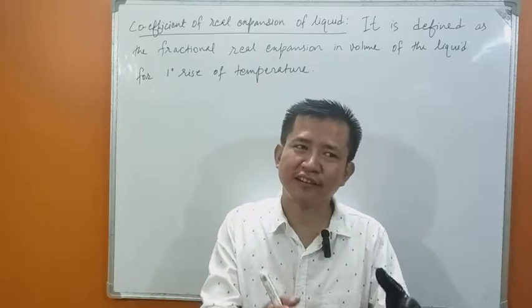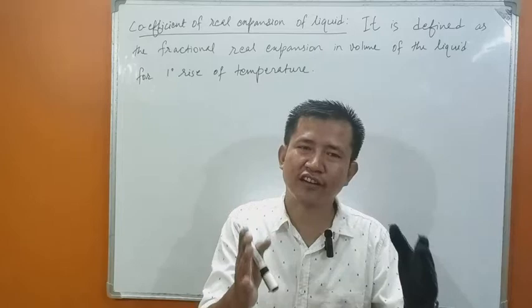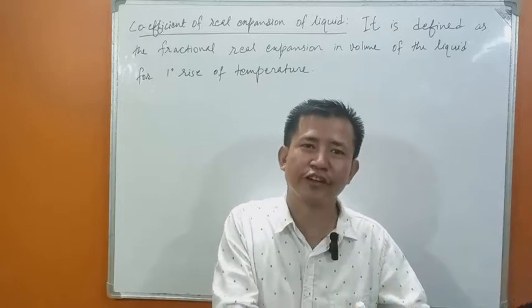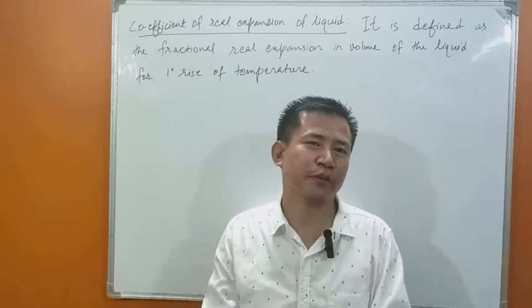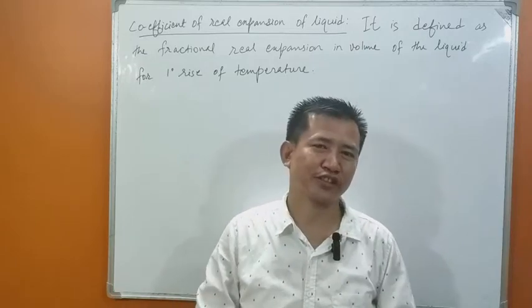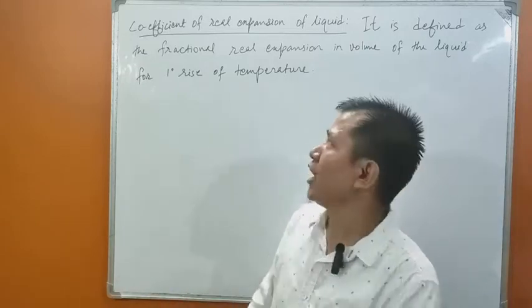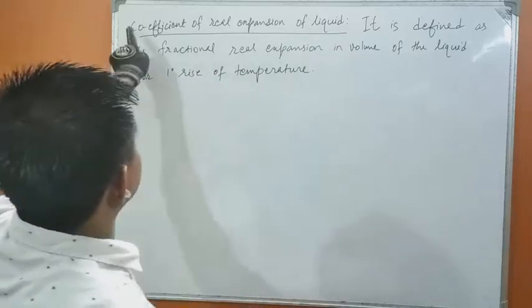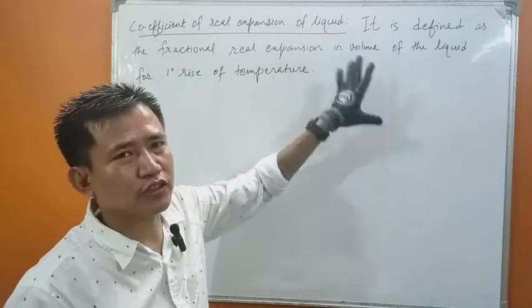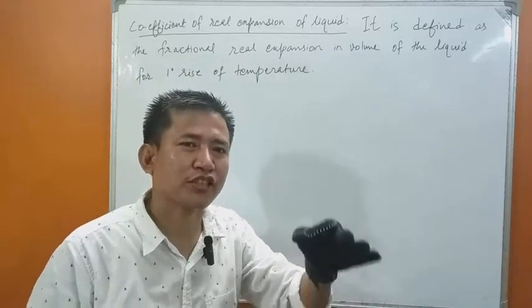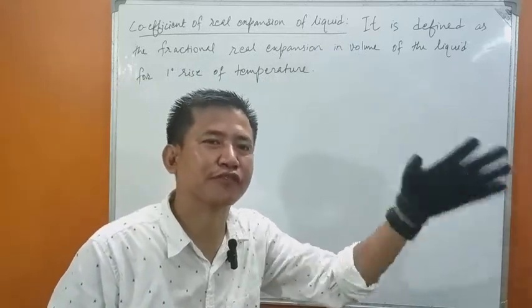But if we correct the apparent expansion of liquid with the expansion of the vessel, then that type of expansion is called real expansion of liquid. Now let us move to the topic, coefficient of real expansion of liquid. In this type of expansion, we consider the expansion of liquid and the expansion of the vessel as well.